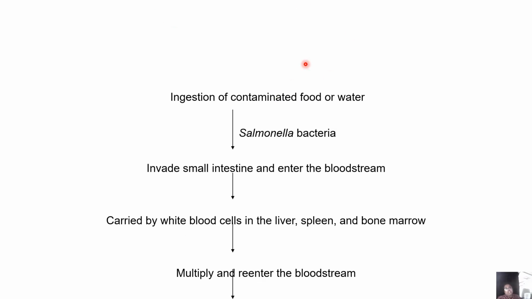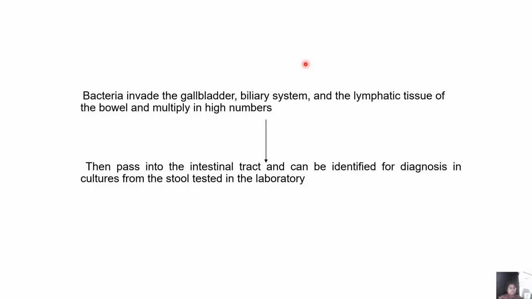So, ingestion of contaminated food or water that is contaminated with Salmonella bacteria. It can invade the small intestine and enter the bloodstream. It is carried by white blood cells to the liver, spleen and bone marrow, multiplies and re-enters the bloodstream. Now, bacteria invade the gallbladder, biliary system and the lymphatic tissue of the bowel and multiply in high numbers. And then they pass into the intestinal tract and can be identified for diagnosis in cultures from the stool tested in the lab.